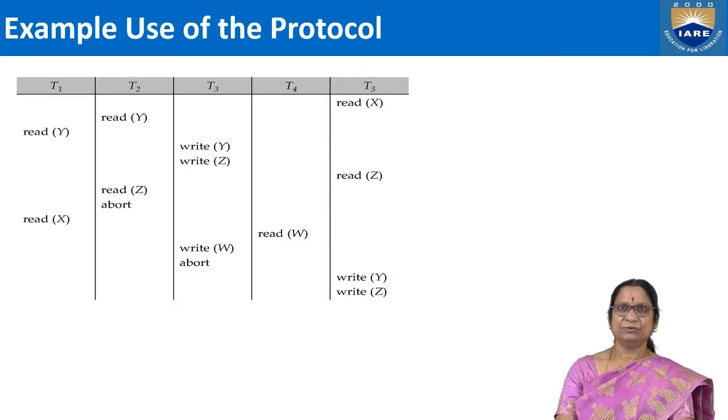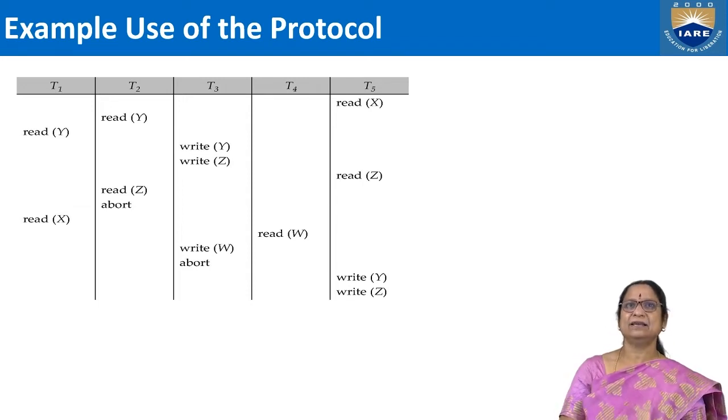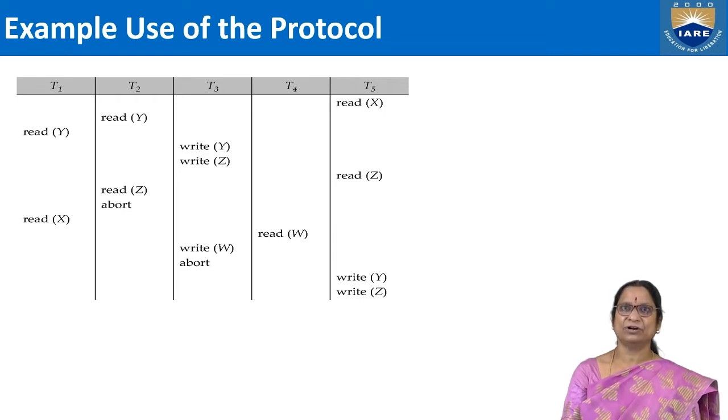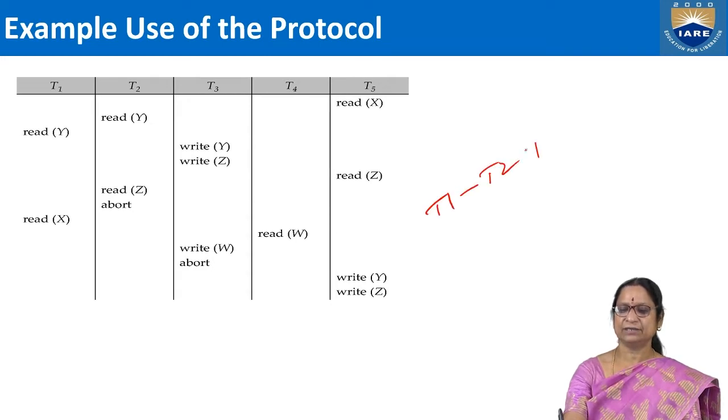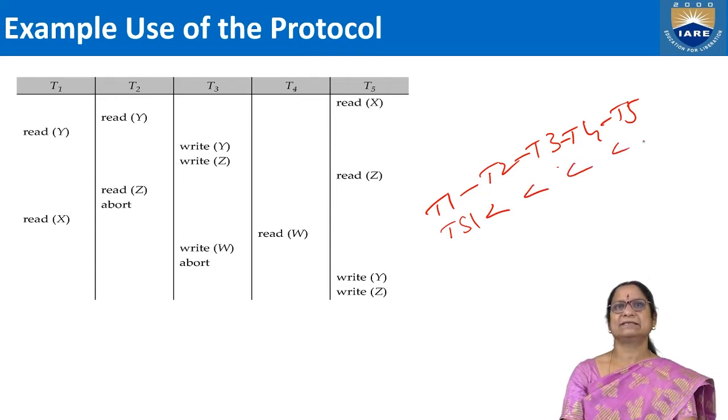Right? Now, if you consider this example here, T1, T2, T3, T4, T5 are the transactions. Let us assume that these entered in the same order. That is, the timestamp of T1 is less than the timestamp of T2, less than the timestamp of T3, less than the timestamp of T4, less than the timestamp of T5. So these entered in the same order: T1, then T2, then T3, then T4, then T5.